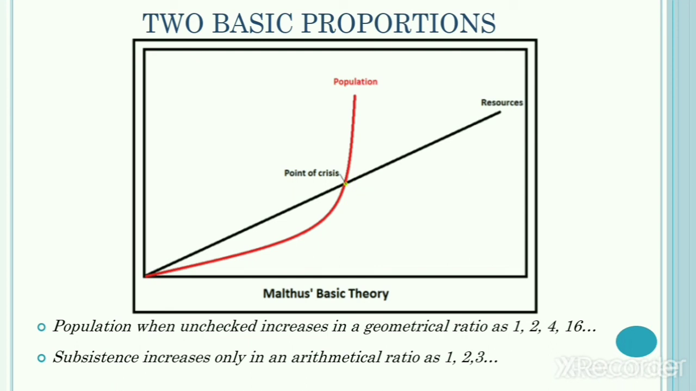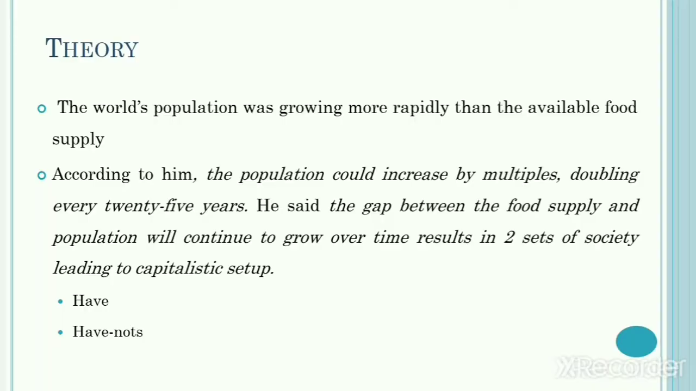If the population went unchecked, it would increase in a geometric ratio like 1, 2, 4, 8, 16, 32 and so on. However, the subsistence increases only in arithmetic ratio like 1, 2, 3, 4, etc. That means within 2 centuries, that is 200 years, the population will be 256 times while the food supply or the agricultural products increase only 9 times. He also argued that the population tends to double itself every 25 years.